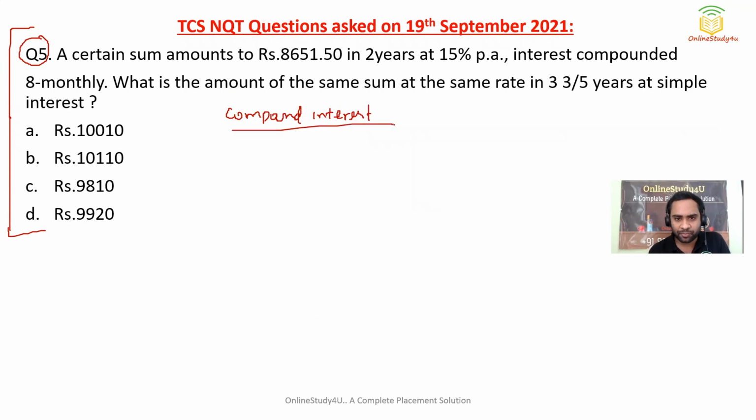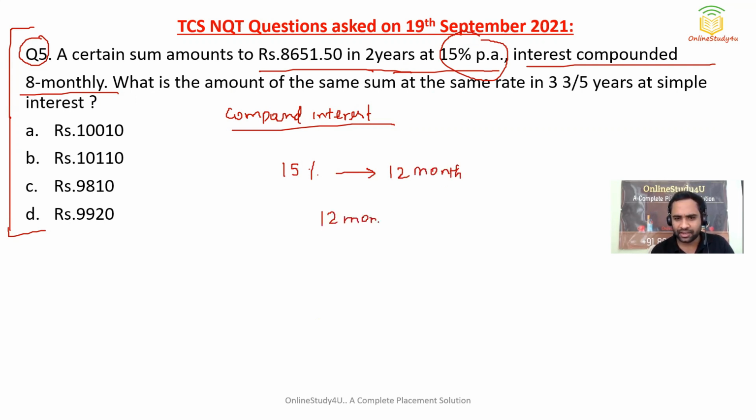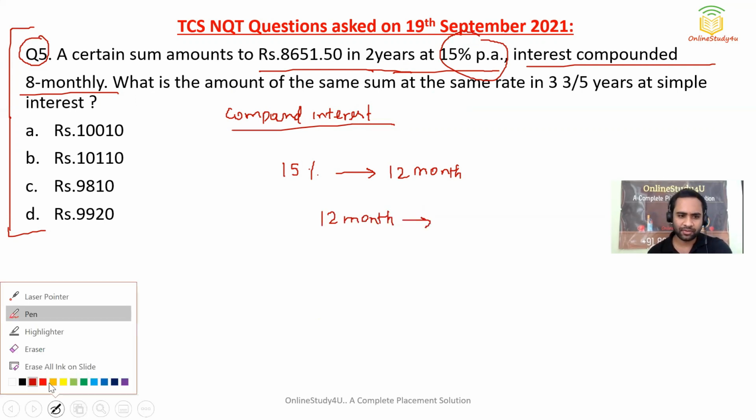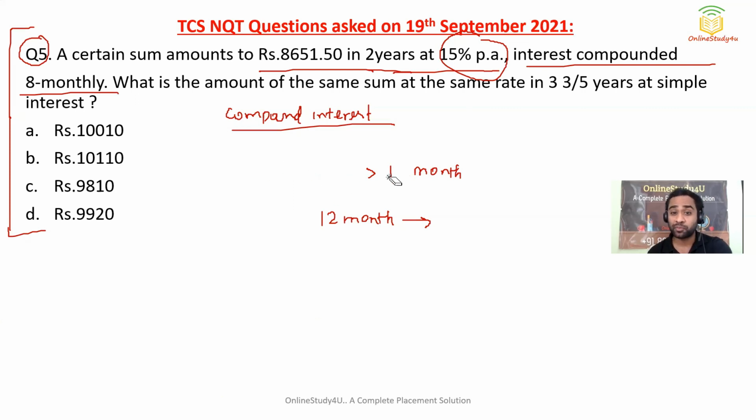Okay, after this problem I will talk about how you should plan your preparation, and I will go back to the first slide. A certain sum amounts to this many rupees in 2 years at 15% per annum interest compounded 8 monthly. So friends, this 15% per annum is the interest for 12 months. Let me start the timer, so it will be easy for us to see how much time it takes.